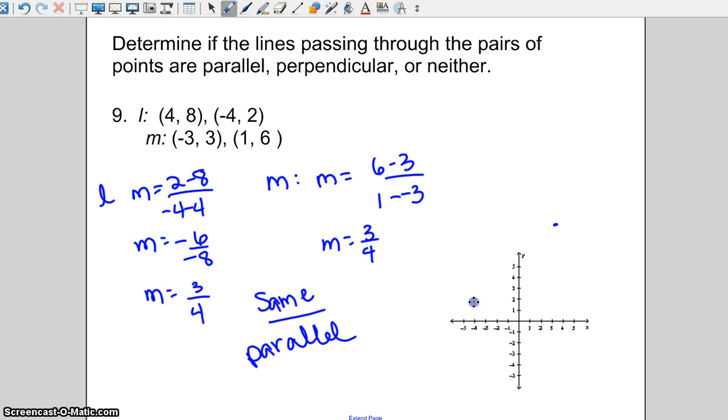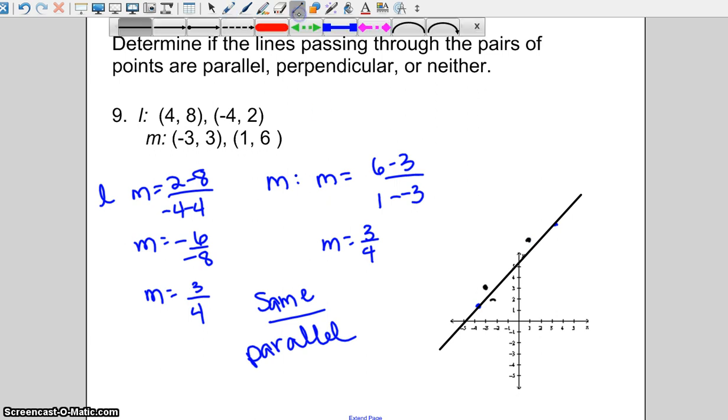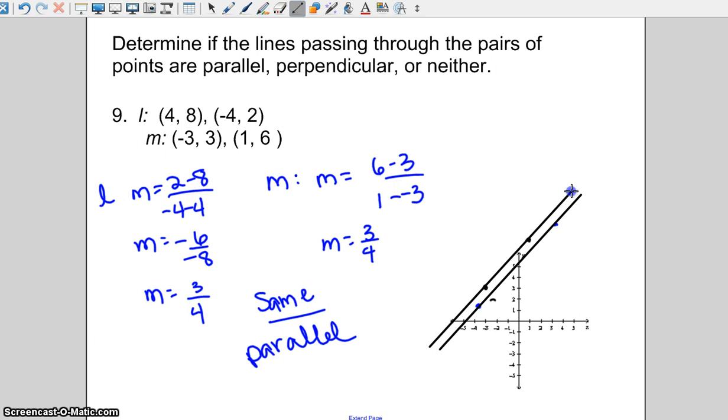My graph isn't quite big enough again, so we will do our best to estimate where those points might be. Let's see, -3 3 must be on this side, and then 1 6 is going to be up here, so they're going to be really close together. And again, I apologize for not having graph paper on your notes. Okay, so there are parallel lines.